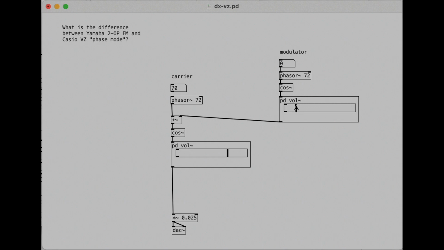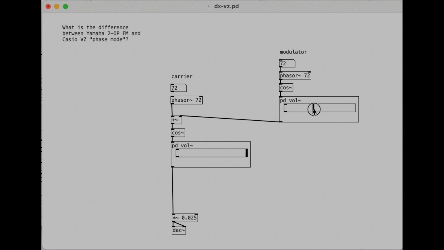And with two operator FM, the thing to keep in mind is that there's four numbers we can play with. There's the frequency of the carrier, the frequency of the modulator, the volume of the carrier, and the volume of the modulator. The volume of the carrier is just the overall sound. The volume of the modulator is sort of the brightness, and the relation between the frequencies of the carrier and the modulator changes what the bright sound sounds like.